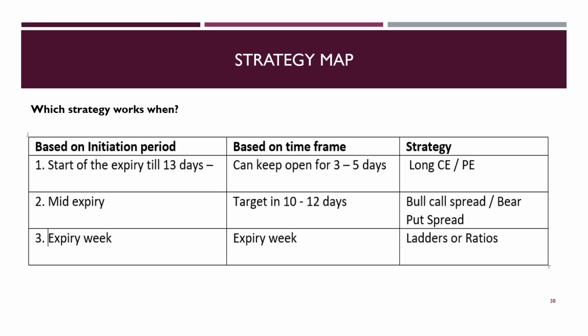Now this is the basic strategy map which depicts which strategy works best at what time. We have already seen theta. Based on that, we all know that at the start of the month theta is very slow. It picks up pace post mid-month and accelerates in the last week. So for the first 13 days, we can go long in call or put. We can take a naked call or put. For 3 to 5 days, we can keep it open.